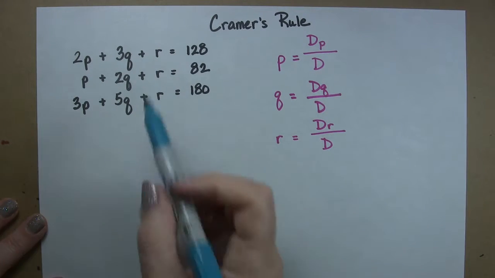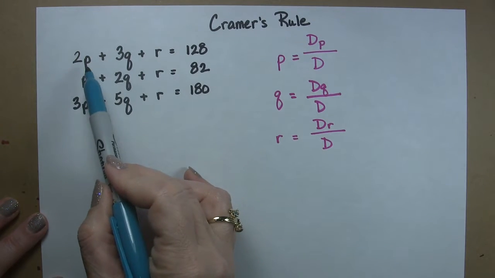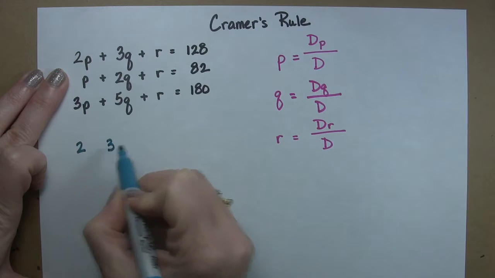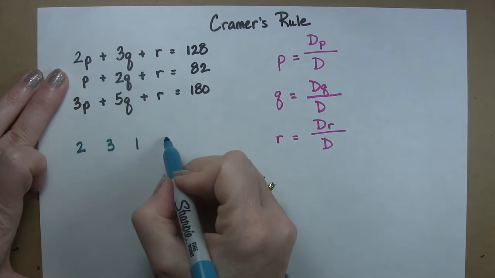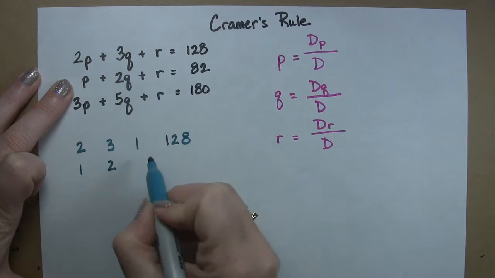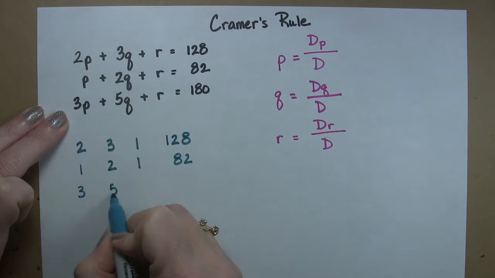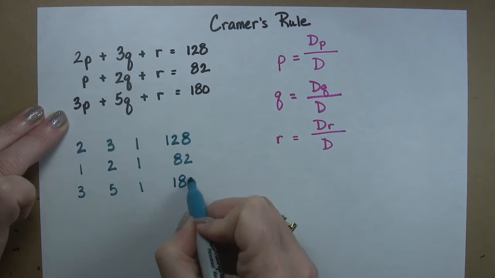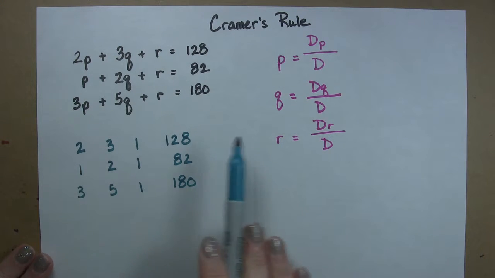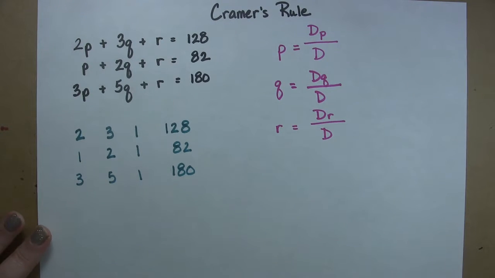So the first thing that we're going to do is rewrite all of these equations, but we're going to take out all the variables. So we're going to do 2, 3, 1, because there's one R, 128. Okay? And then we'll do 1, 2, 1, and 82. And then we'll do 3, 5, 1, and 180. Okay? That wasn't hard, right? The hard part is that you have to write neatly. I mean, you have to line everything up. You have to put everything in the right order. You can't go mixing your numbers around or anything. But that's the first step.